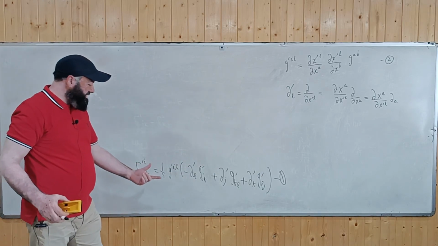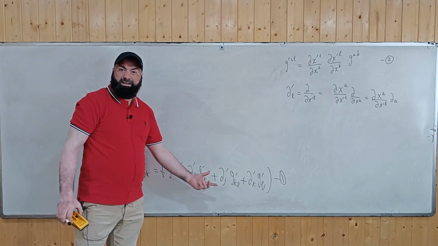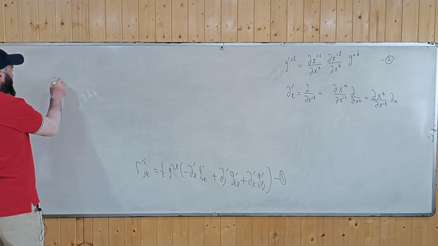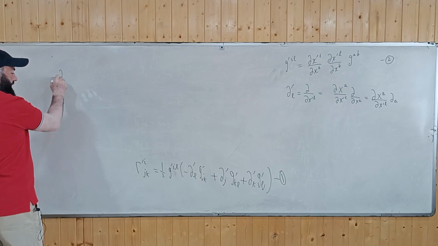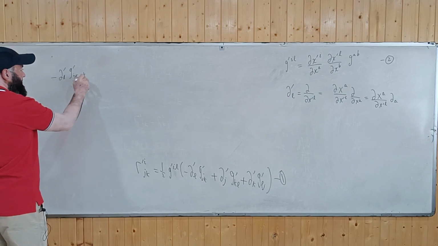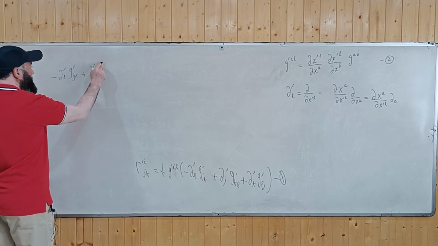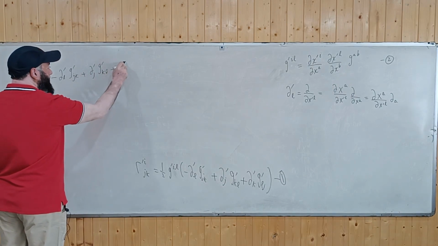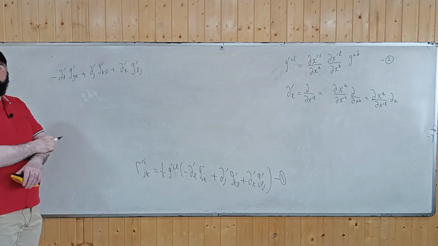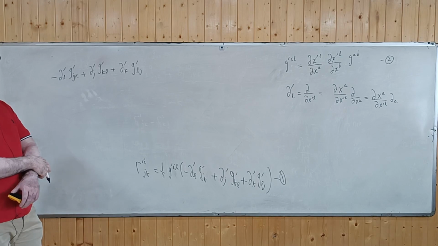So let's take this term, whatever is inside. I have ∂′L g′JK plus ∂′J g′KL plus ∂′K g′LJ. Okay?